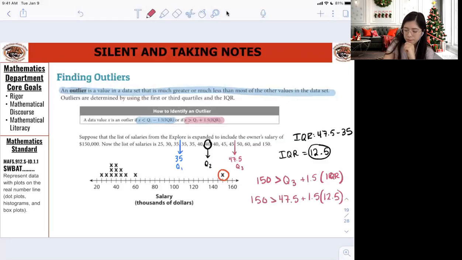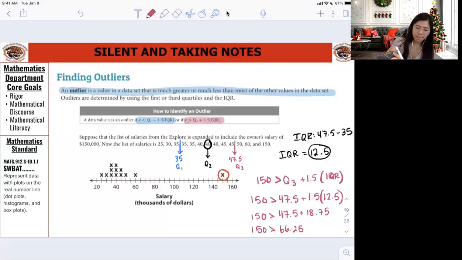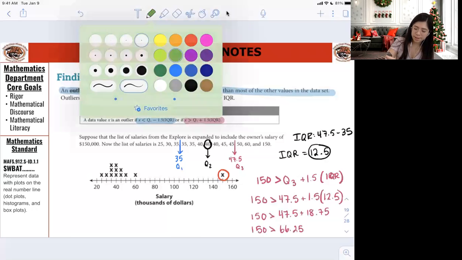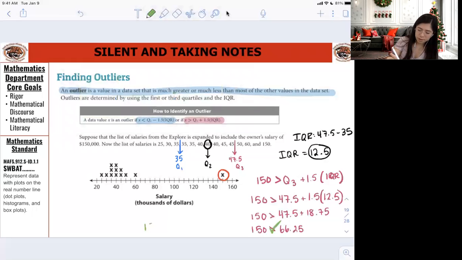What is 1.5 times 12.5? 18.75. And now we add 47.5 plus 18.75. 66.25. Is 150 greater than 66.25? Yes, it is. Therefore, it is a true outlier. So 150 is an outlier.